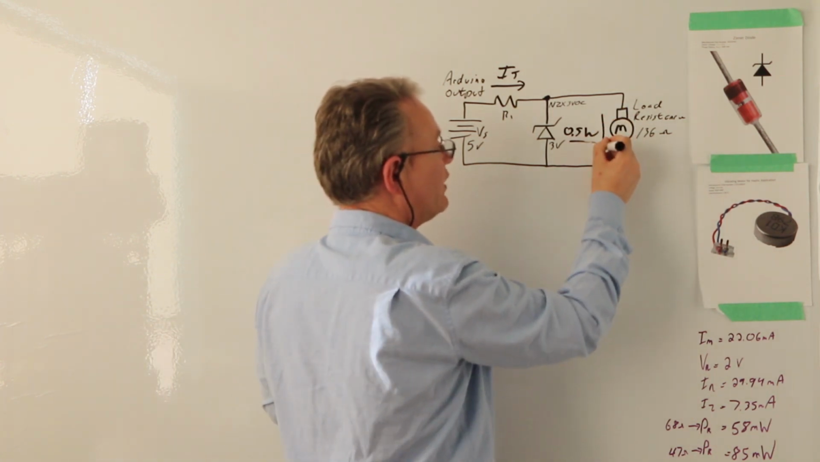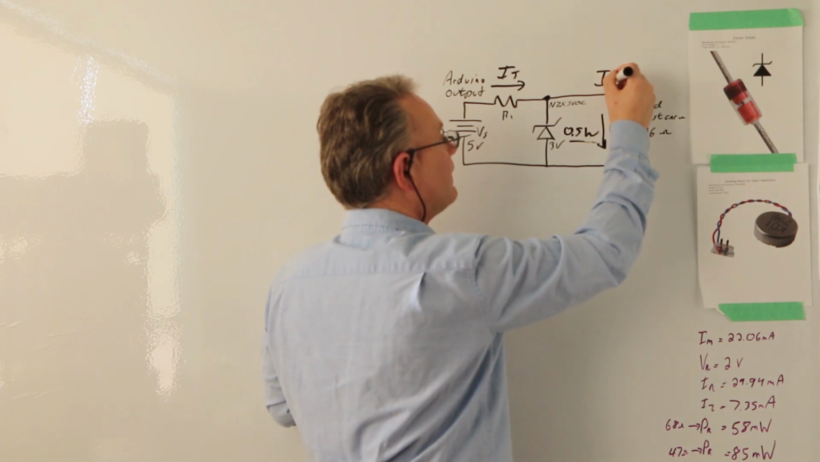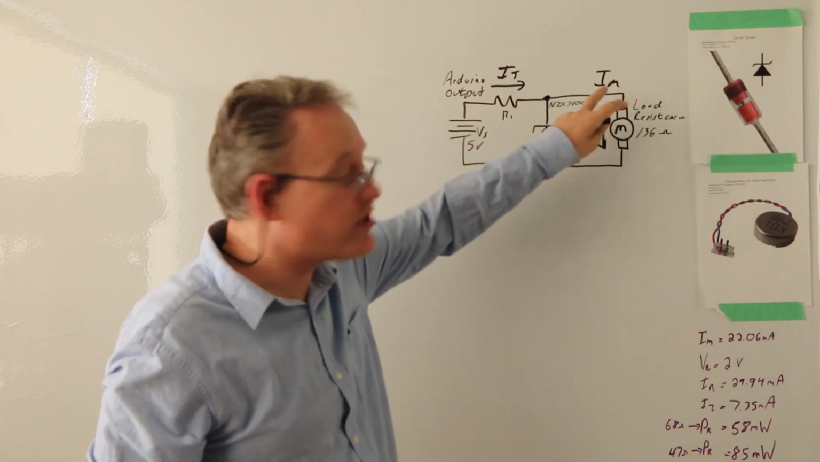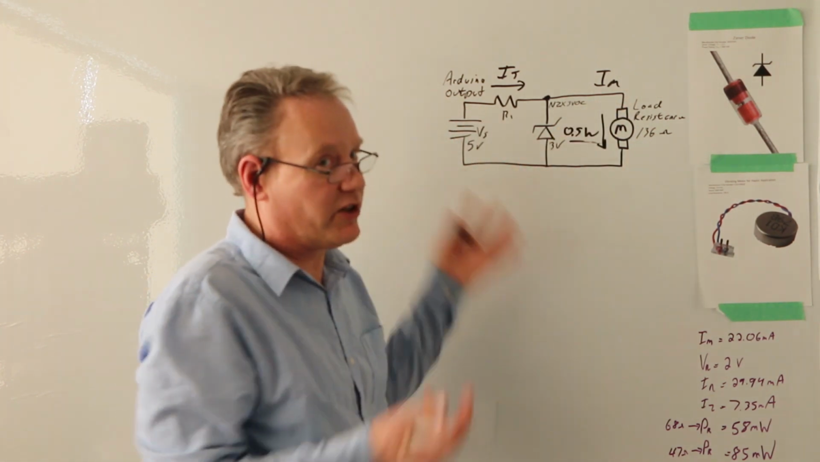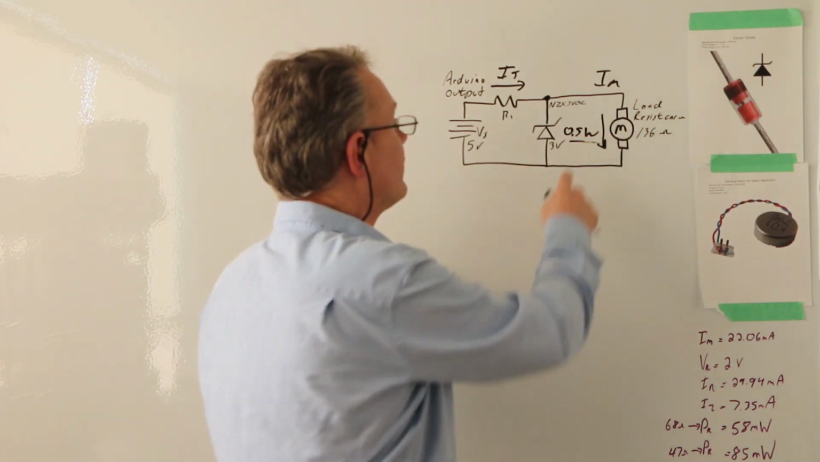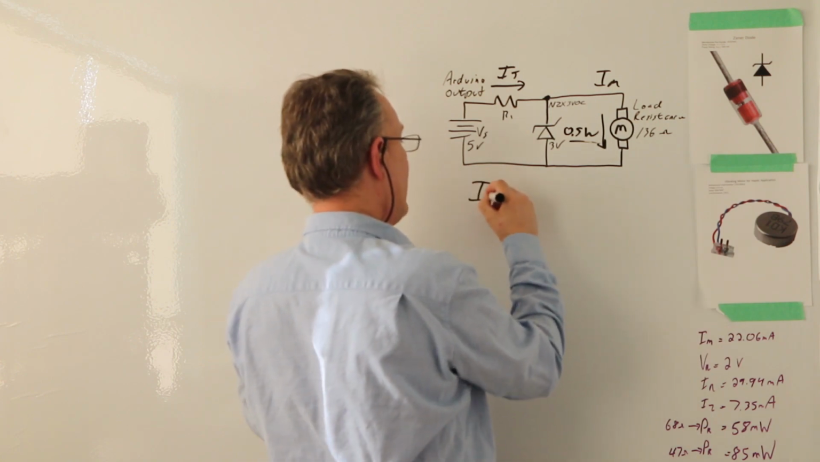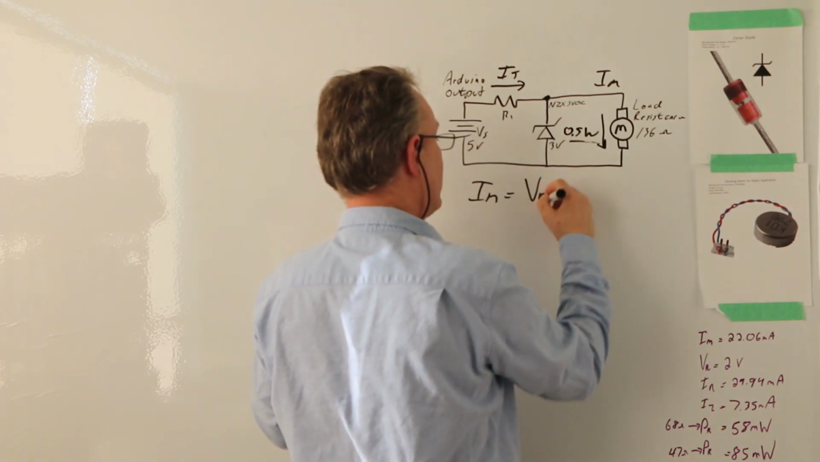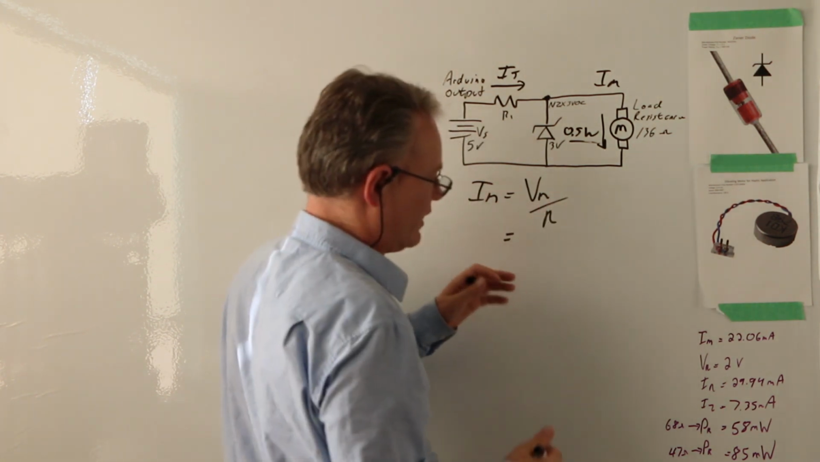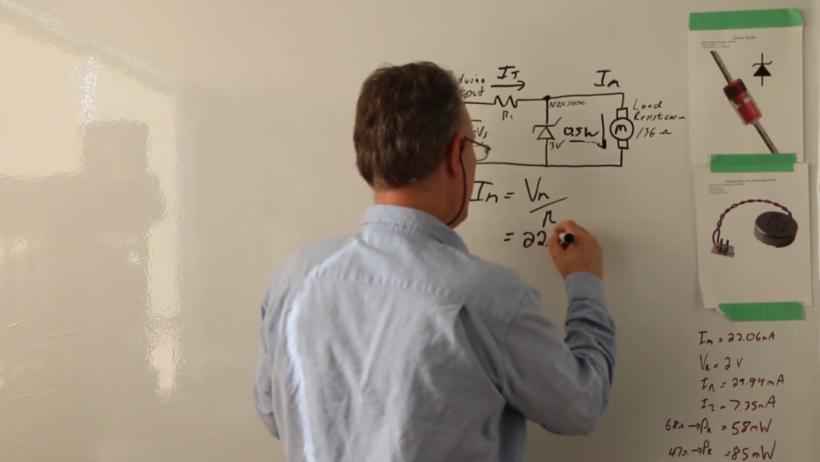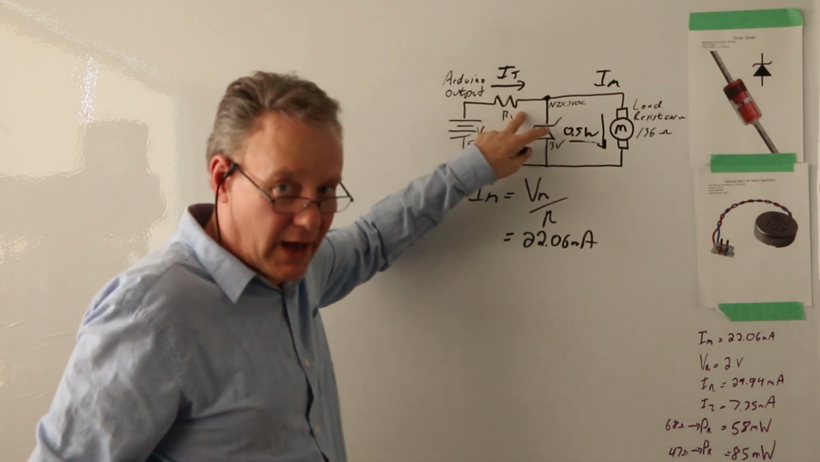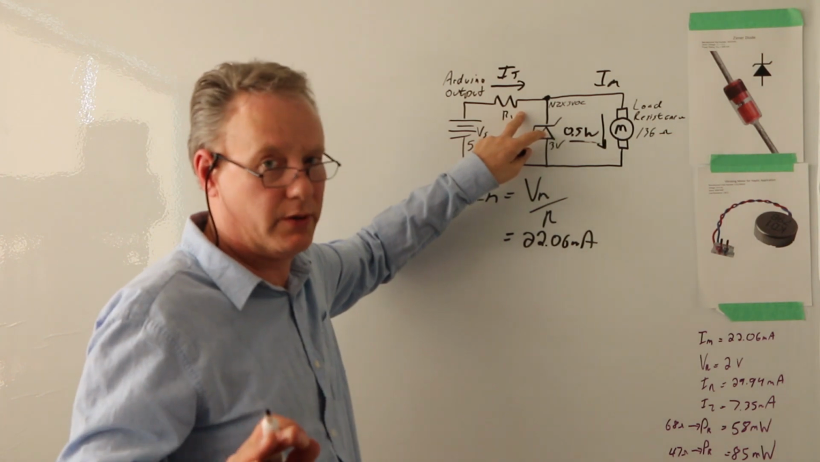You calculate the current going through here, and then you calculate this current. If that current is higher than this current, you're good. So the way to do that is to calculate the current through here. If the Zener is on, that means you're dealing with a 3-volt drop across there. So I for the motor equals the voltage drop across the motor divided by the resistance of the motor. In that case, I put the numbers in and I got 22.06 milliamps. Okay, so now if I calculate the current going through that and it's more than 22.06 milliamps, I'm good. So let's do that.